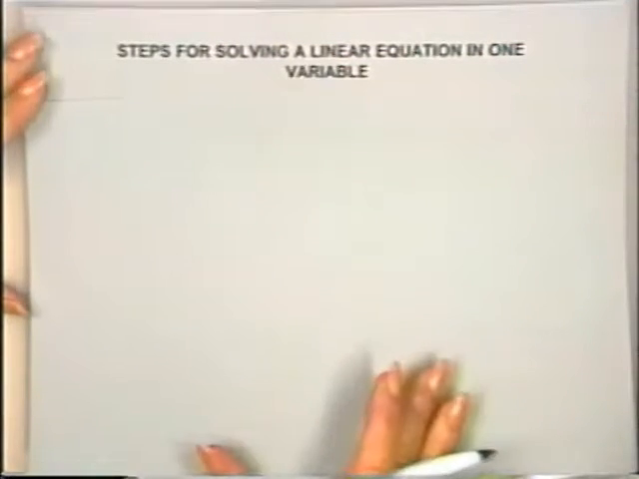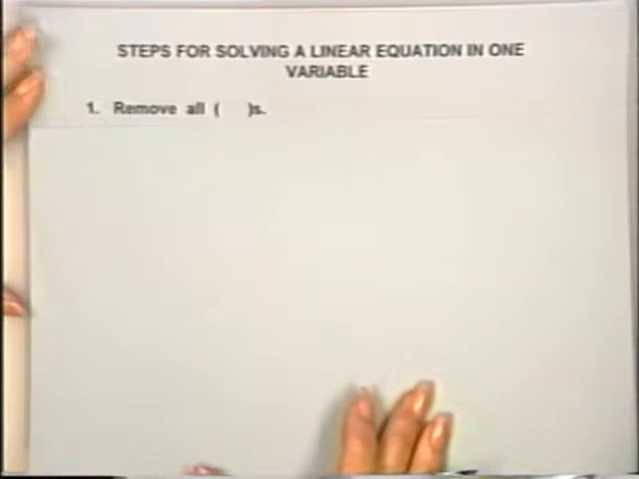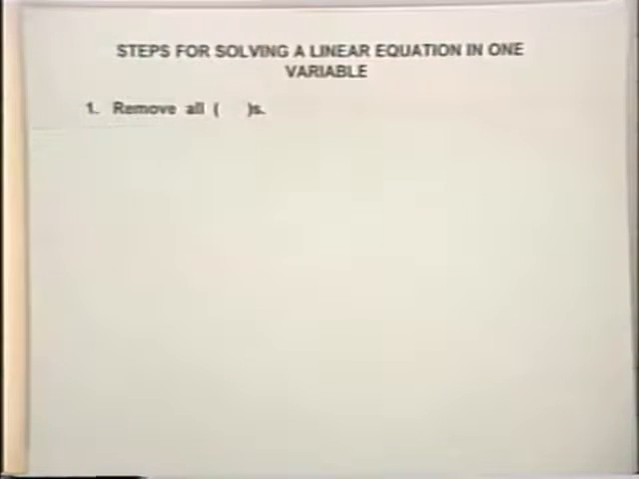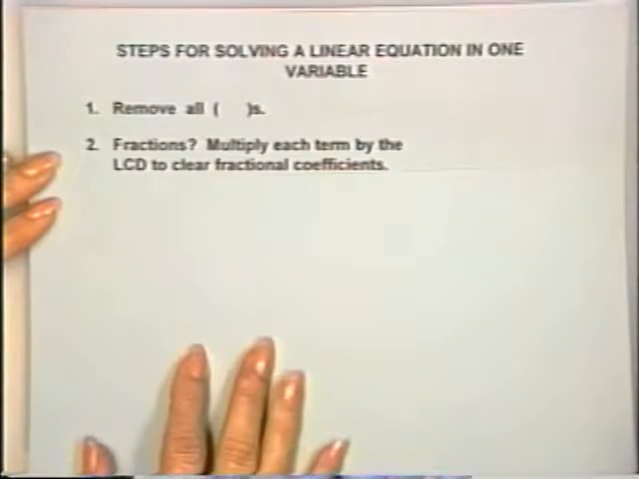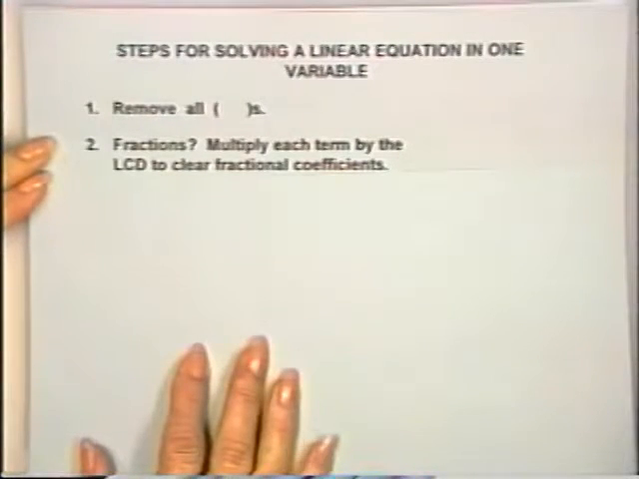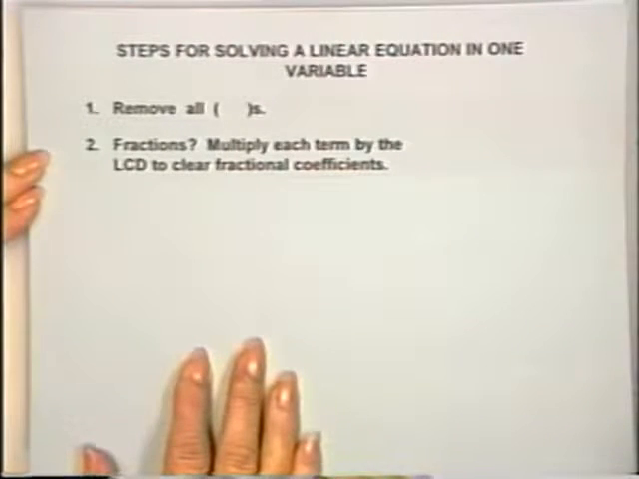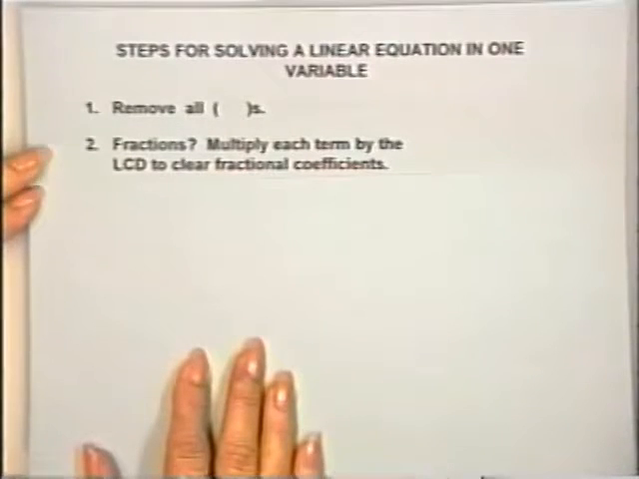Steps for solving a linear equation in one variable. First, we will remove all parentheses or grouping symbols. Second, if there are any fractional coefficients, we will multiply each term by the LCD to clear fractional coefficients. Now, sometimes we would prefer to remove the fractional coefficients and then remove the grouping symbols. That's really your choice. I think it is much safer to remove the grouping symbols and then the fractions.